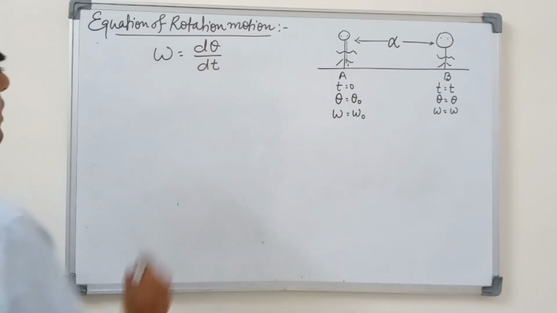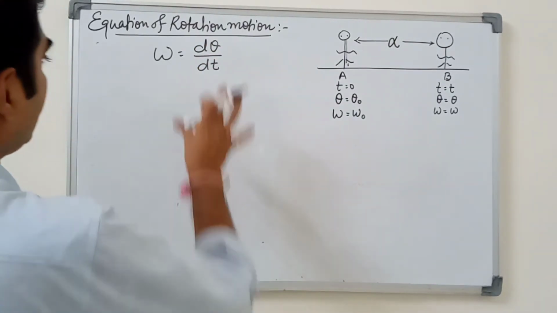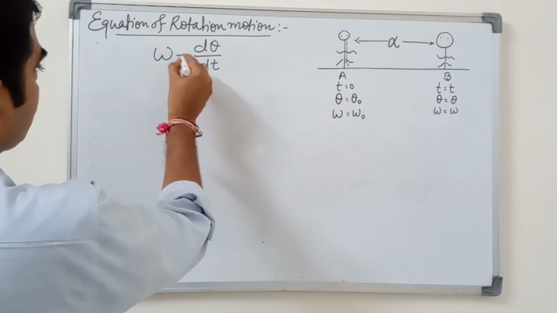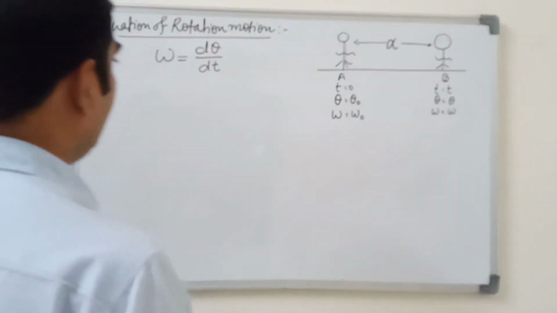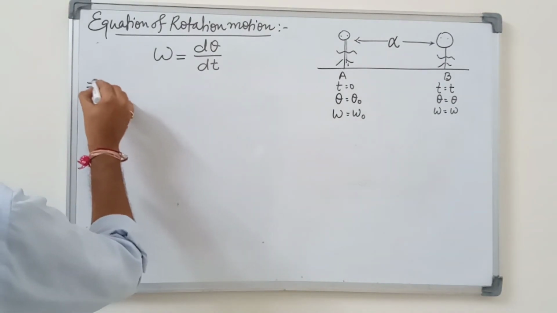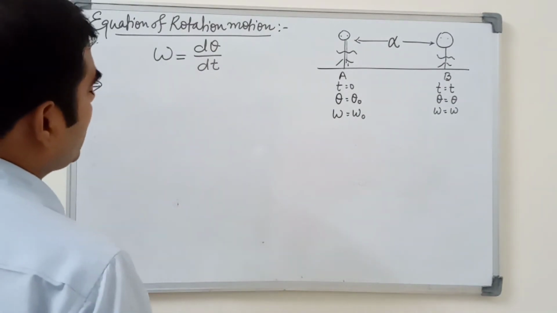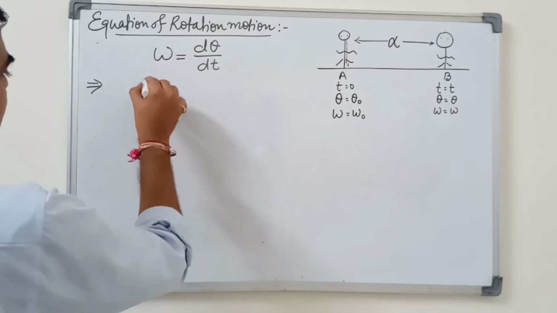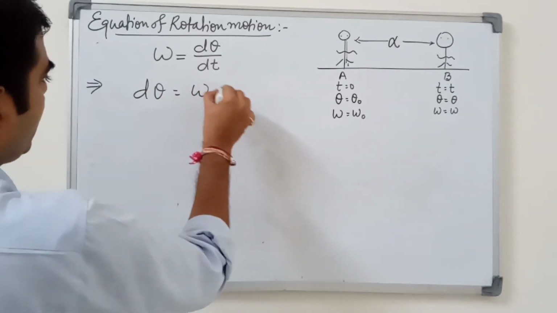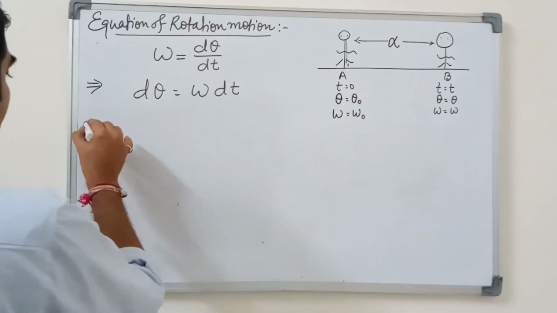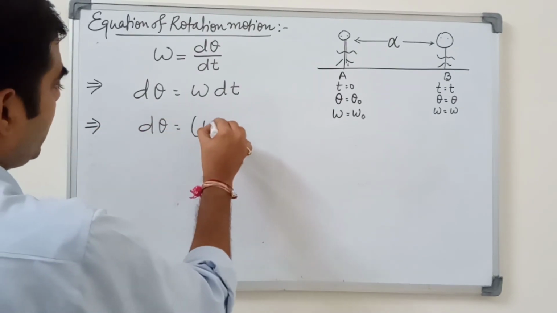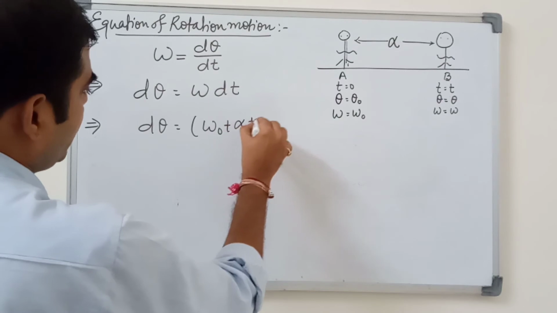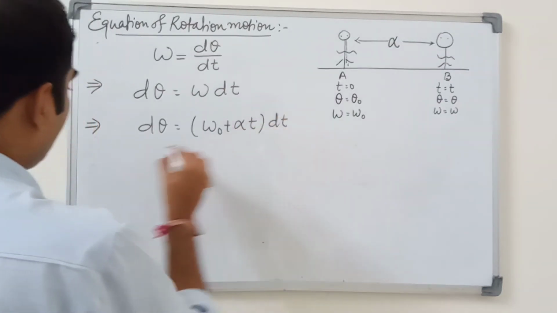It means angular displacement upon time taken, the rate of the angular displacement. This is called the angular velocity. Now omega is equal to d theta upon dt. Cross multiplying, d theta is equal to omega dt. Now, omega replaced by the value omega naught plus alpha t, so d theta is equal to (omega naught plus alpha t) dt.